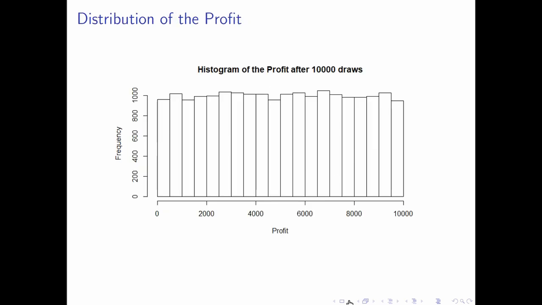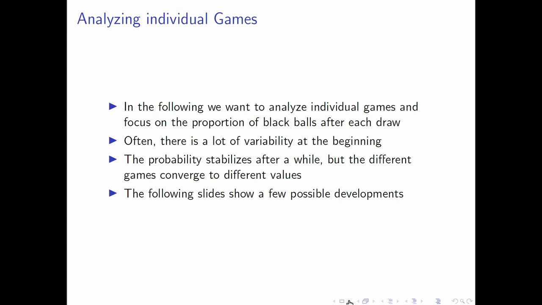This plot shows the distribution of the profit after 10,000 draws. One can show that the distribution is uniform with range from 0 to 10,000. Another interesting aspect of this experiment is analyzing individual games and focusing on the proportion of black balls after each draw. We typically observe a lot of variability at the beginning, but then the proportion stabilizes as the number of draws increases. However, the different games converge to different values.